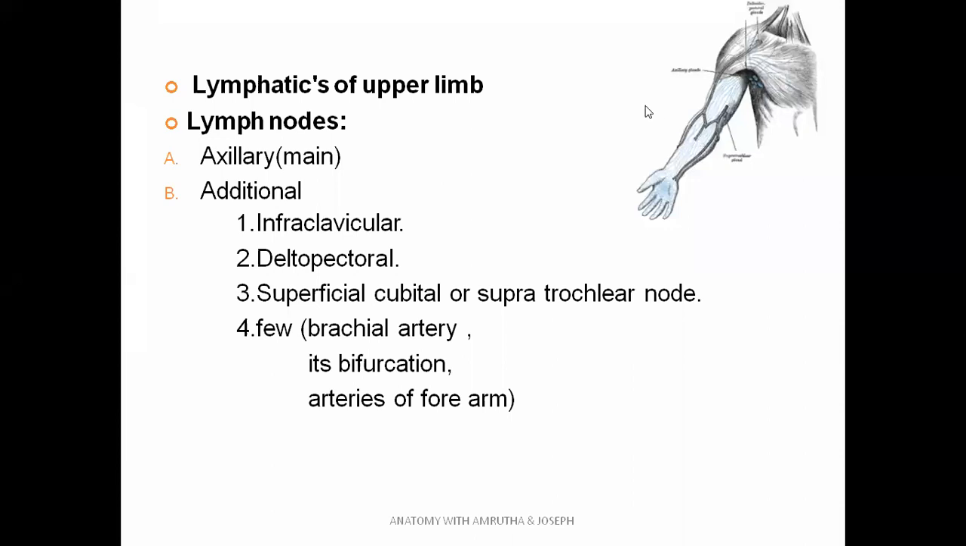So the main lymph nodes in the upper limb are the axillary group of lymph nodes, which are again subdivided into different subgroups. The other lymph nodes seen in this area are infraclavicular, deltopectoral, superficial cubital, and few along the brachial artery and its bifurcation.